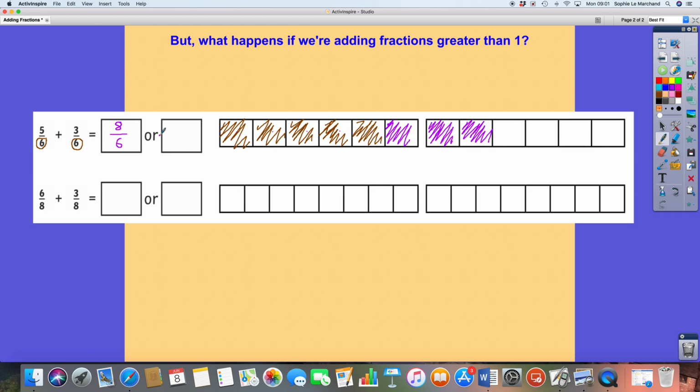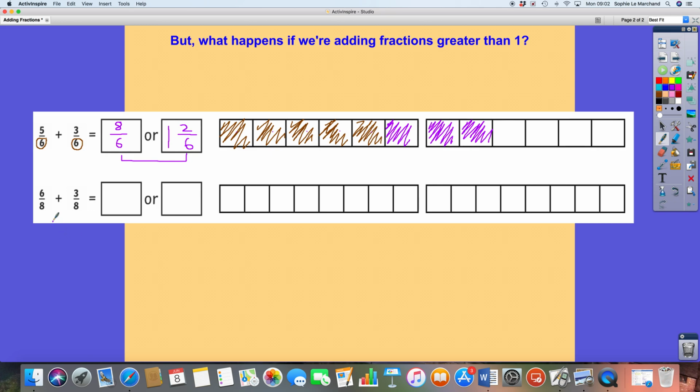Or I can also say I've got 1 whole, because this whole bar is shaded. And then on my second bar, I've got 2 of the 6 shaded. So you could also say that I've got 1 whole and 2 sixths. So there are 2 answers that mean exactly the same thing. 8/6 is the same as 1 whole and 2 sixths. Let's try one more example before you guys have a go.